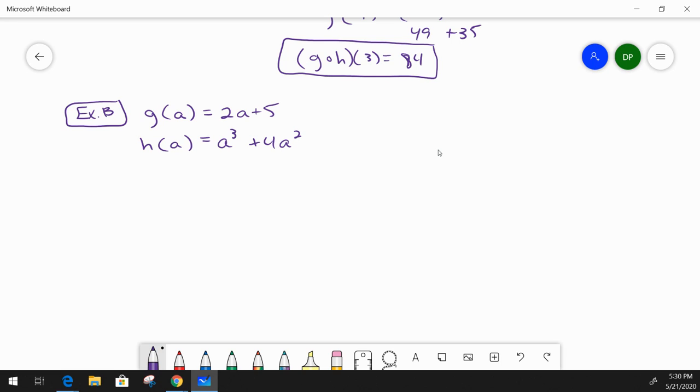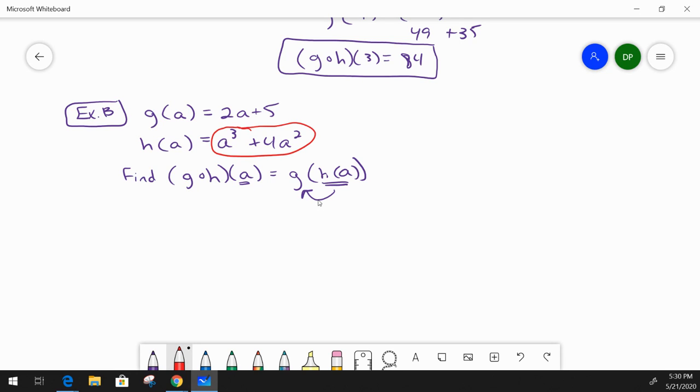And again, you're going to be asked to find g of h of a. So this time you are not given an input value. You're just given a. It's not a number. So again, if we rewrite it in the other notation, it would mean g of h, not x, of a. So you're going to be substituting the h of a function into the g function. So essentially, you're taking this h of a function and substituting it into the g of a function.